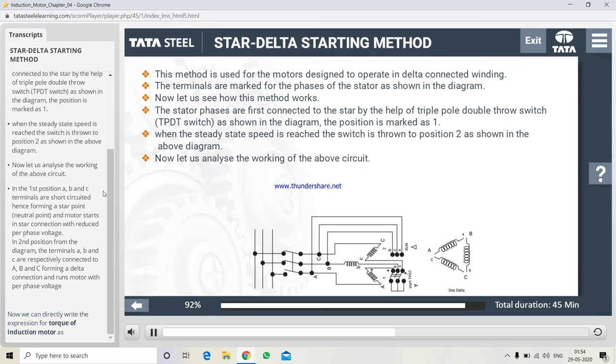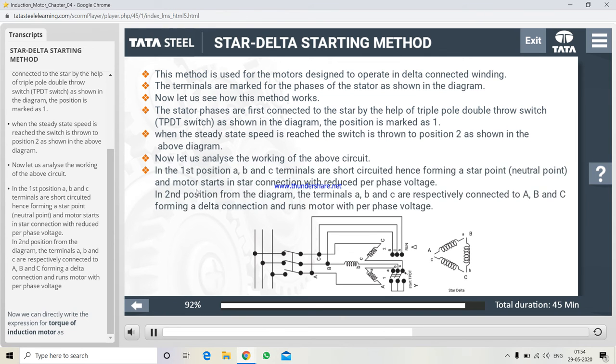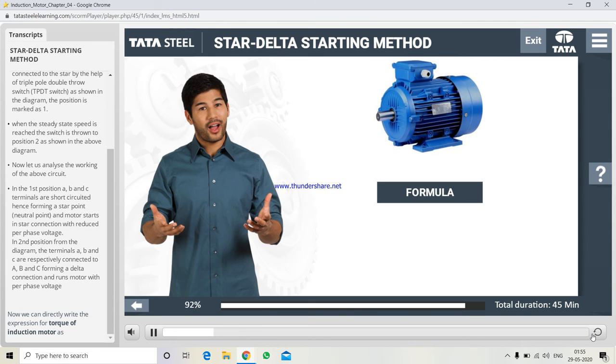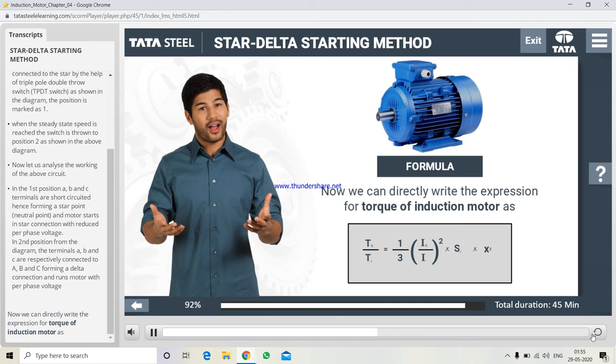Now let us analyze the working of the above circuit. In the first position, A, B and C terminals are short-circuited, hence forming a star point, the neutral point, and the motor starts in star connection with reduced per phase voltage. In the second position from the diagram, the terminals a, b and c are respectively connected to capital A, capital B and capital C, forming a delta connection and running the motor with full per phase voltage. Now we can directly write the expression for torque of the induction motor as, click next to continue.